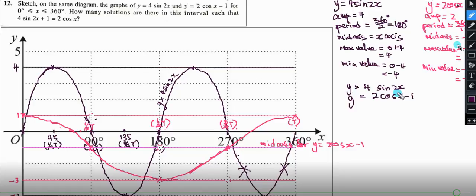Okay, this is part 2 of the same question. Now, we're going to continue from here. Let's look at the original two functions first.